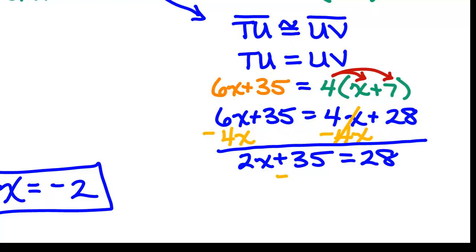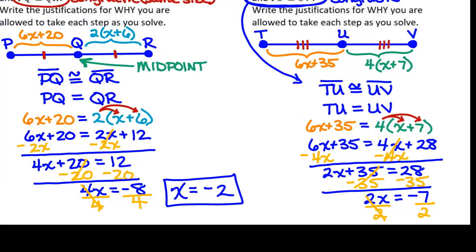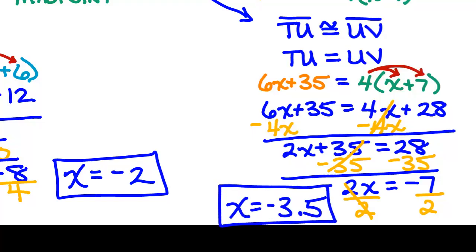Then I'm going to subtract 35 from both sides. 2x equals how much? Super close. -7, yes. 2x equals -7. Then we're going to divide both sides by 2. What is -7 divided by 2? X equals -3.5. Absolutely correct.